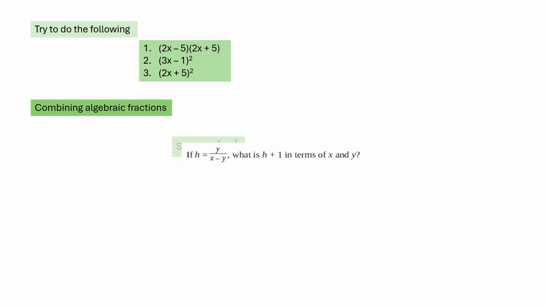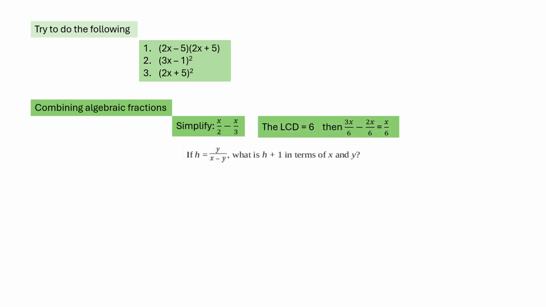Combining algebraic fractions. Look at this. Simplify x over 2 minus x over 3. Take the LCD for the denominators, which is 6. So make the denominator 6 and get the suitable numerators, the modified numerators will be 3x and 2x. Subtract, it will be x over 6.